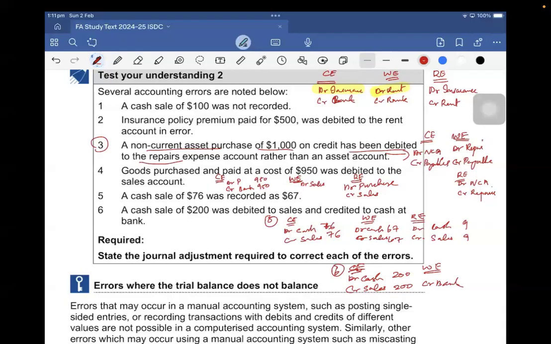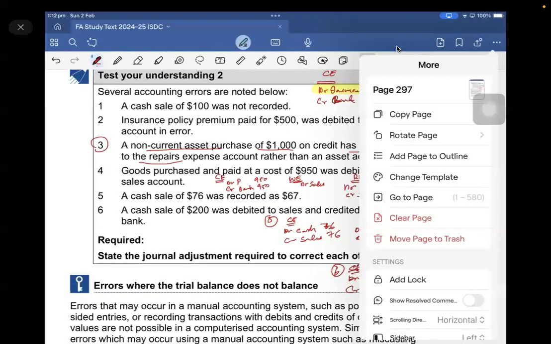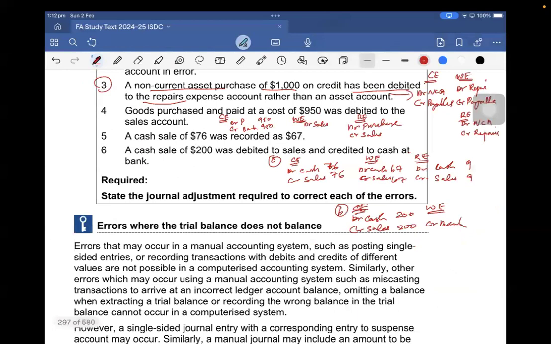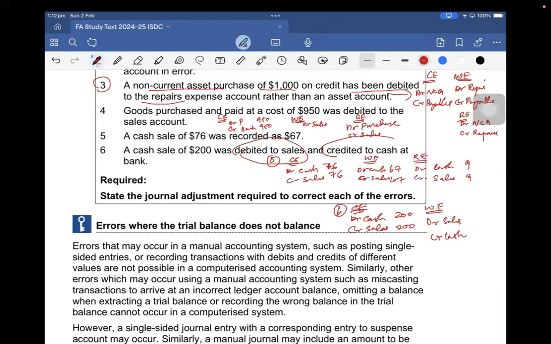Okay. So what did they do? A cash sale happened. Just a moment. Okay. So what did they do? They took the opposite, right? They debited the sales account and credited the cash account. That is what is given. Okay. So what is the rectification entry? They took it the wrong side, right?